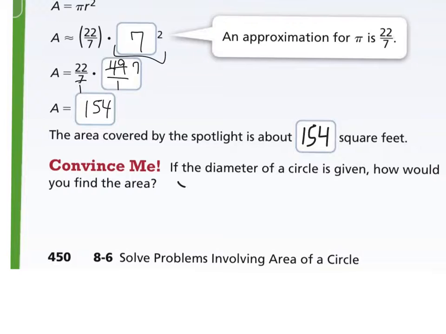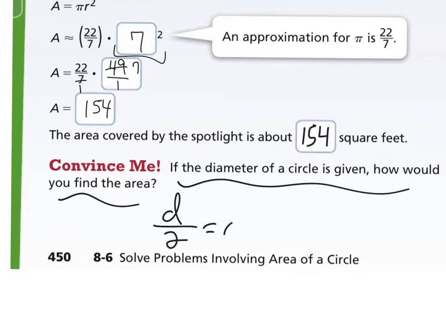The convince me talks about if the diameter was given, how would you find the area? You would have to take the diameter divided by 2 in order to figure out your radius, and then you could use your radius in the formula.